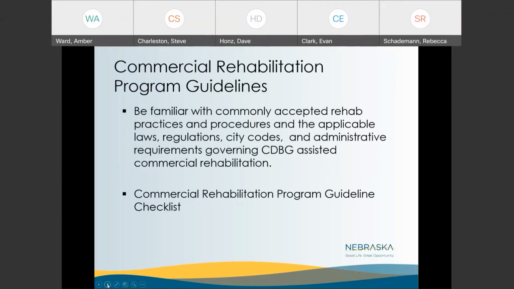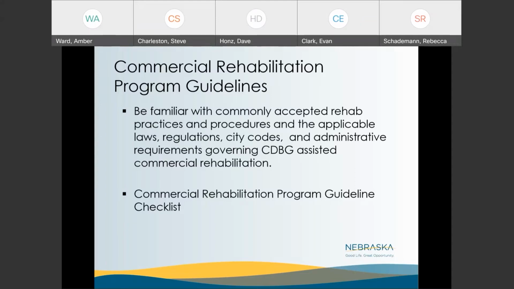And I think that's the end of my section. Before we turn it over to Dave, are there any other questions specific to owner-occupied rehab right now? Nothing's come through yet. Okay. Thanks, Amber. Are you ready to keep going with this one, Dave?